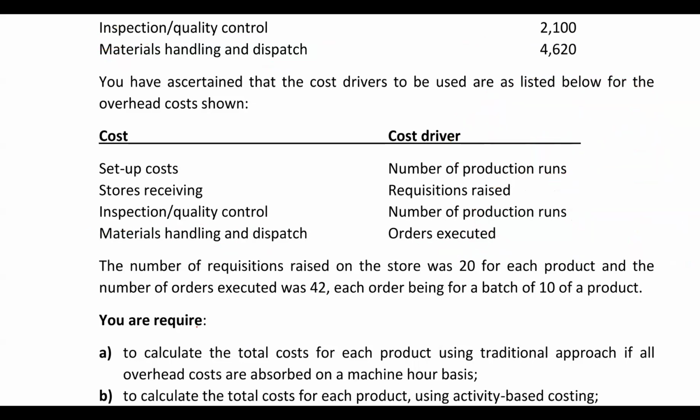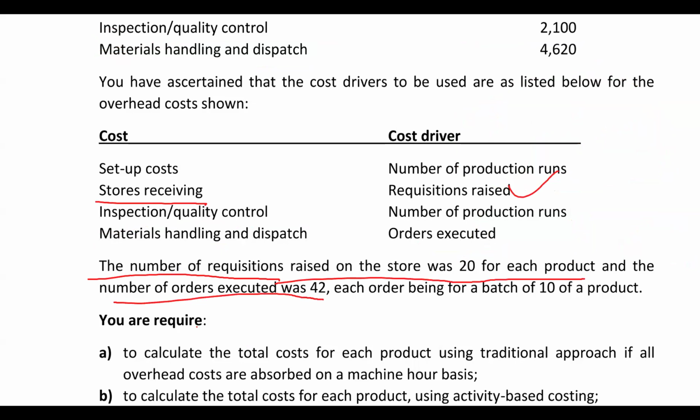We are told that the number of requisitions, since, for example, to allocate the stores, you need the number of requisitions raised, right? You are told that the number of requisitions raised on the store was 20 for each product. So we have known the number of requisitions. It's basically 20 for each product. And then the number of orders executed, they are 42.